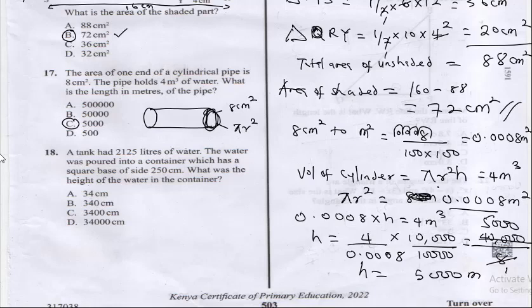Now question 18 says a tank had 2125 liters of water. The water was poured into a container which has a square base of side 250 cm. What was the height of the water in the container? So the first thing we need to do here is convert this liters to cm.